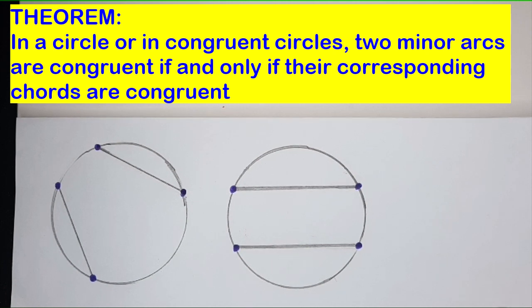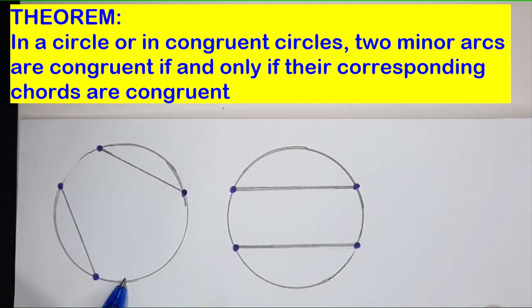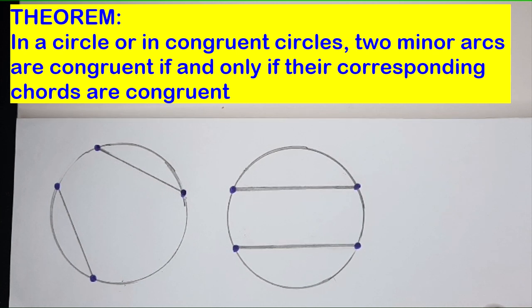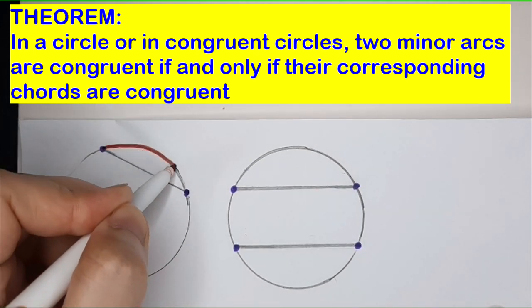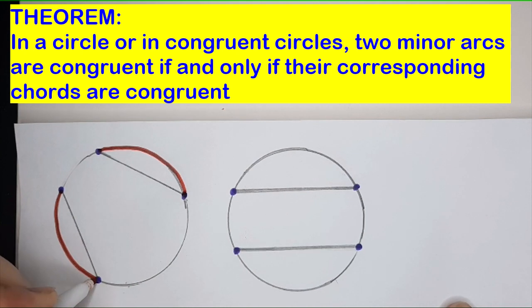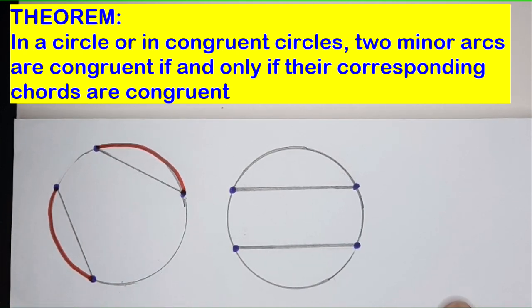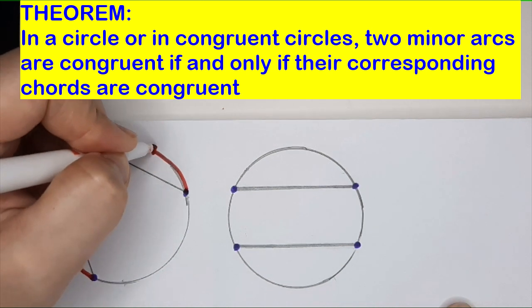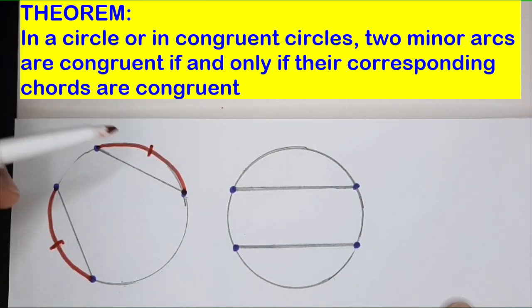What that theorem means is, for example, you have one circle. Let's focus on this circle. The theorem says that when you have two minor arcs, here and here, and the two minor arcs are congruent, that means they have the same measure. This is how we say in geometry that these two are congruent. The theorem says that when these two minor arcs are congruent, the chords that intercept them are congruent too.